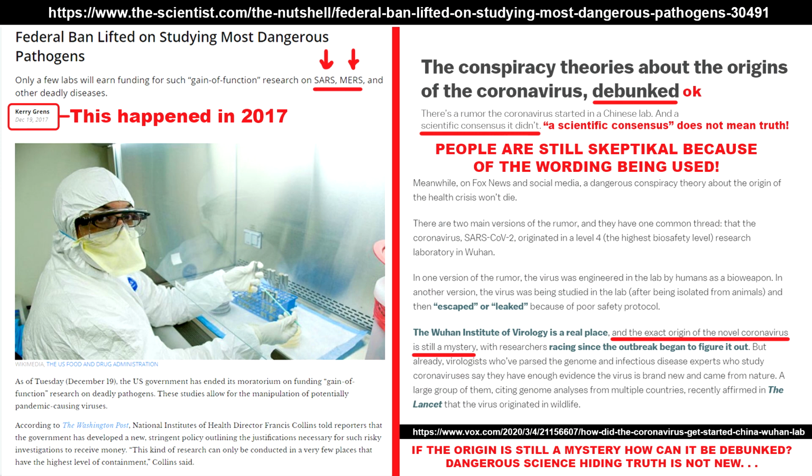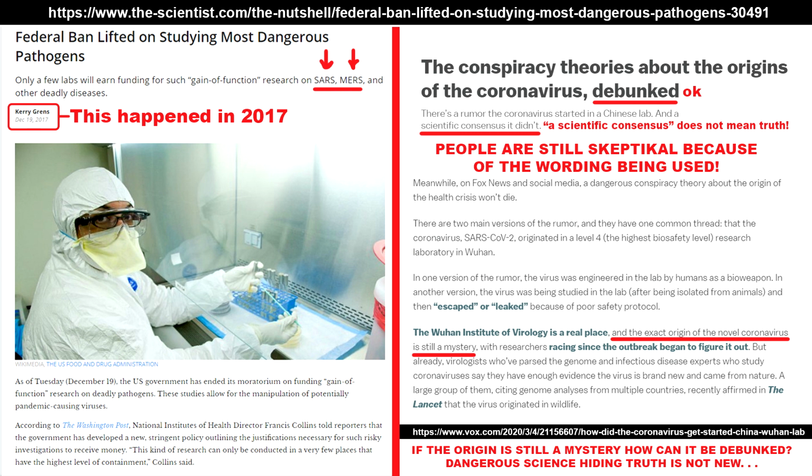It says here that there's a chance that the virus actually escaped, right? It was engineered in a lab by humans as a bioweapon. In another version, the virus was being studied in a lab after being isolated from animals and then escaped or leaked because of poor safety protocol. Now, obviously, if that was true, that's not the type of information you would want to get out.